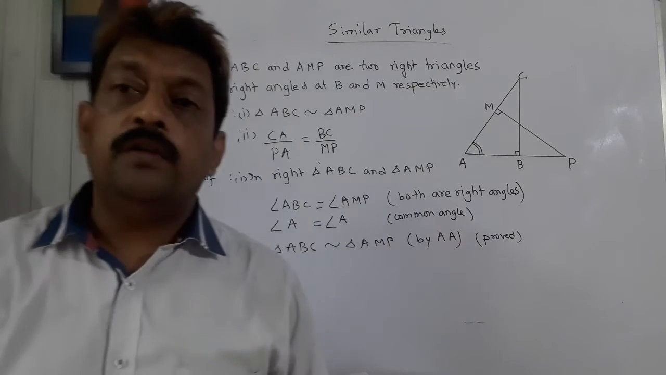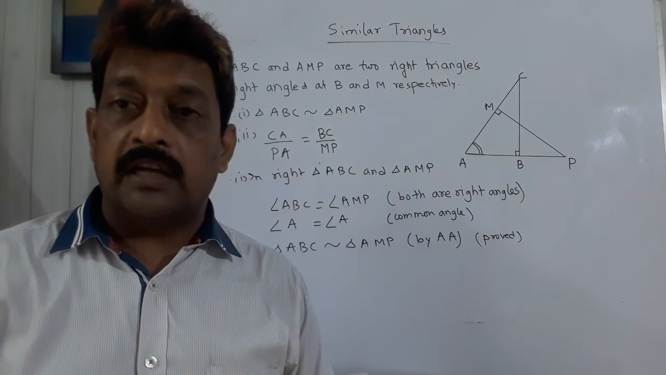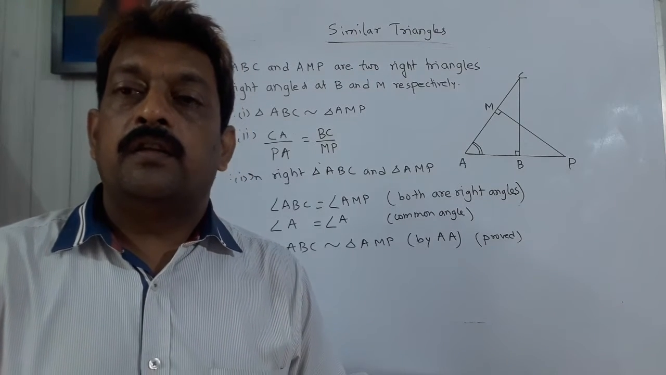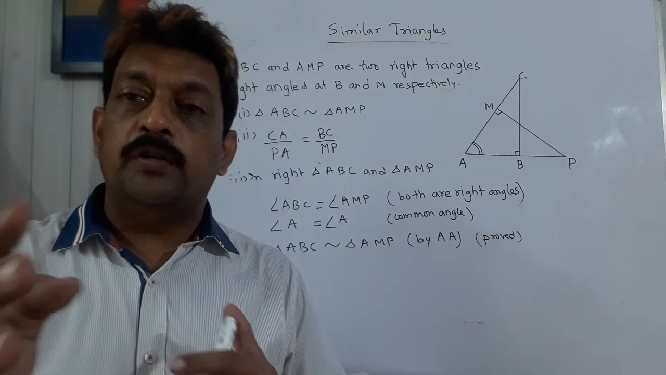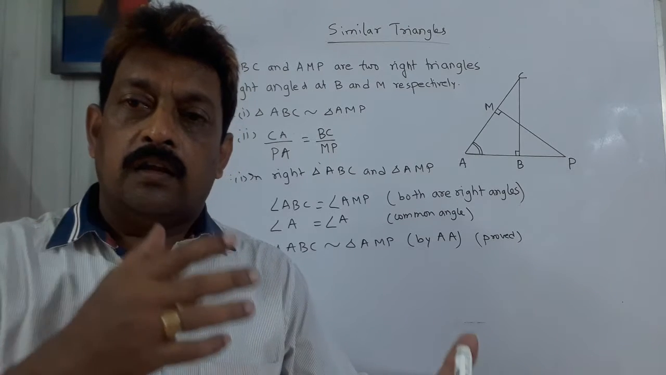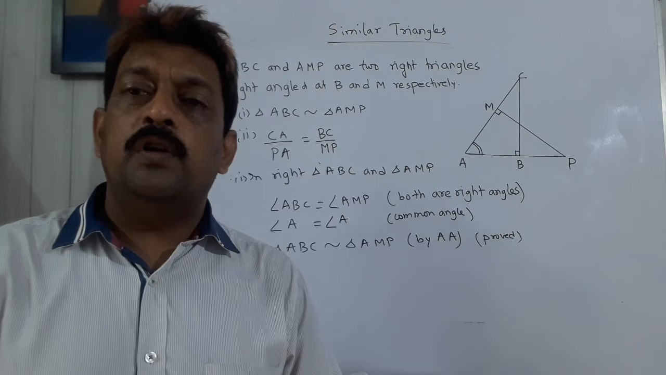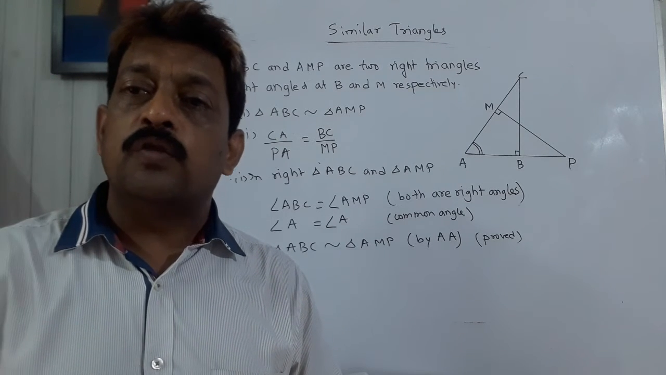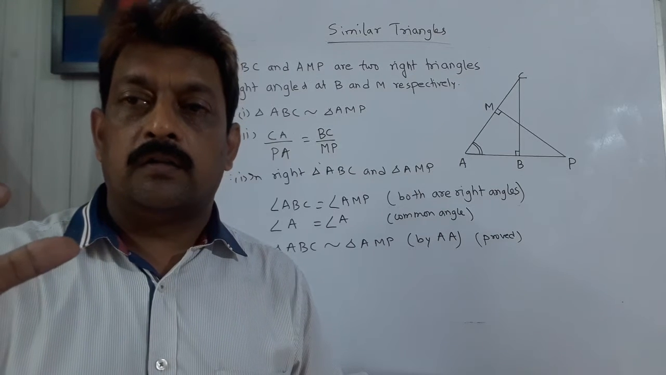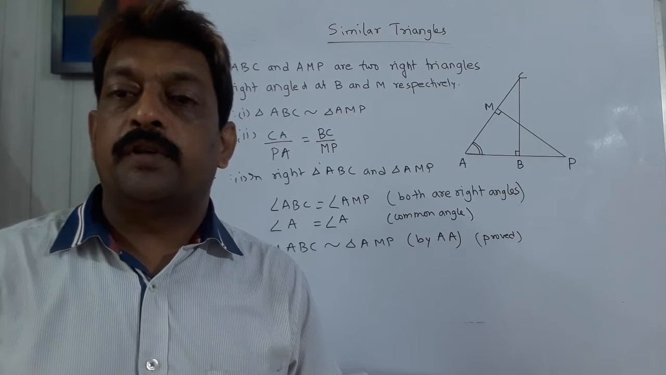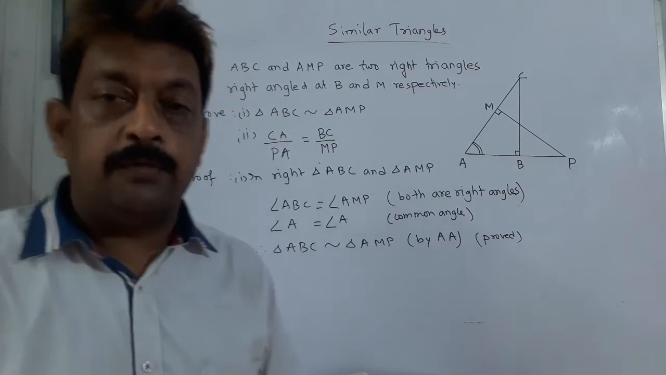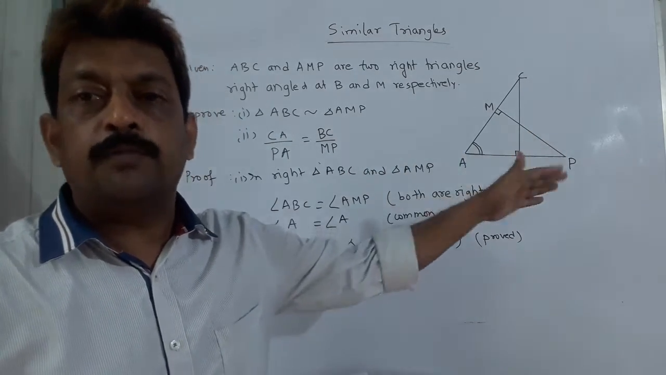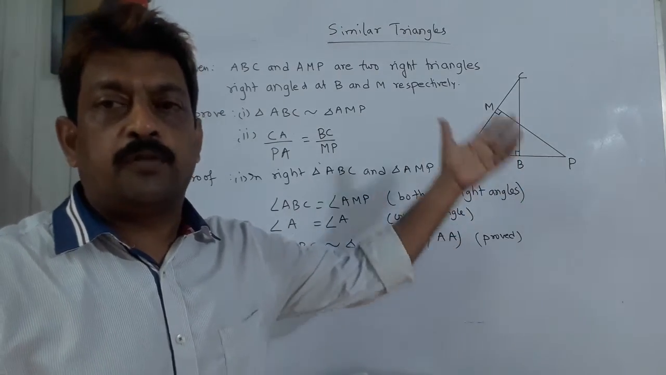Now, the property of similar right triangles says that if two right triangles are similar, then the hypotenuse of one triangle is proportional to the hypotenuse of another triangle. Similarly, base upon base is also proportional, and perpendicular upon perpendicular, all are proportional. That means we can say that hypotenuse upon hypotenuse is equal to perpendicular upon perpendicular is equal to base upon base.